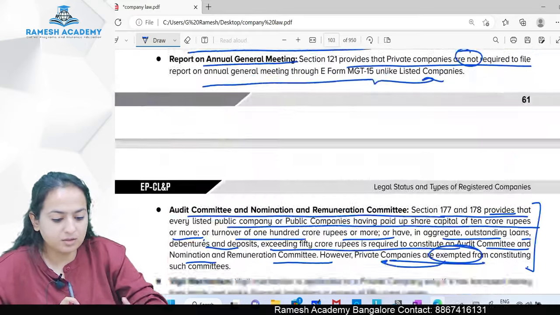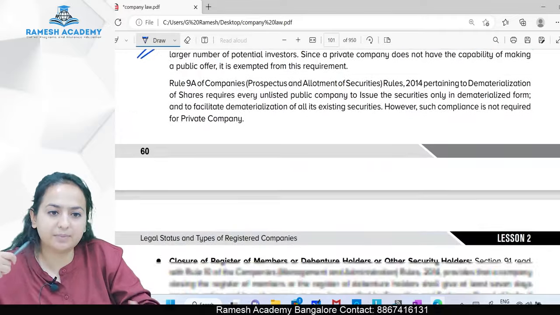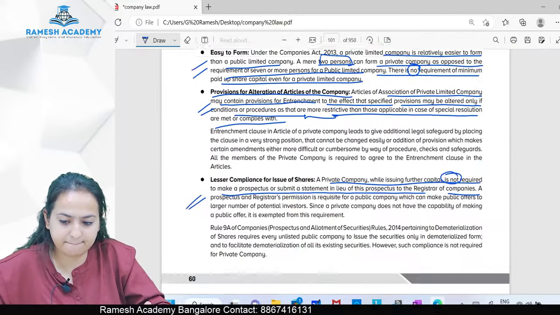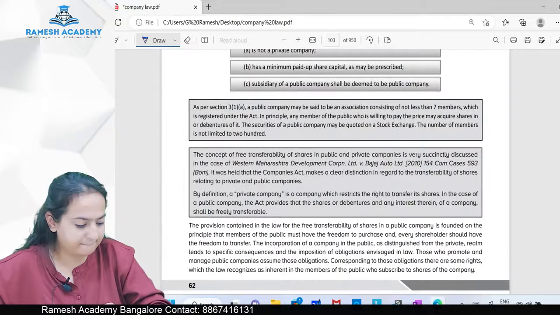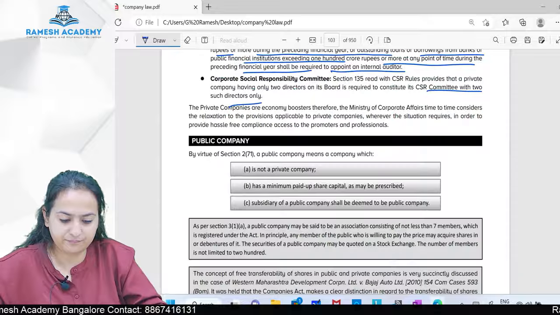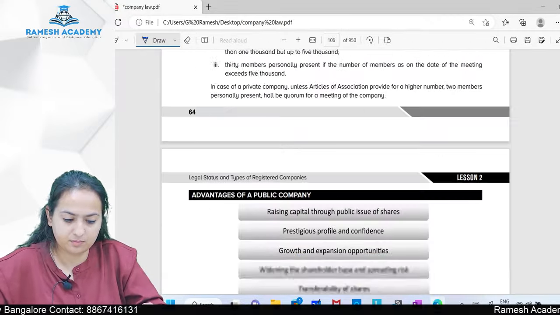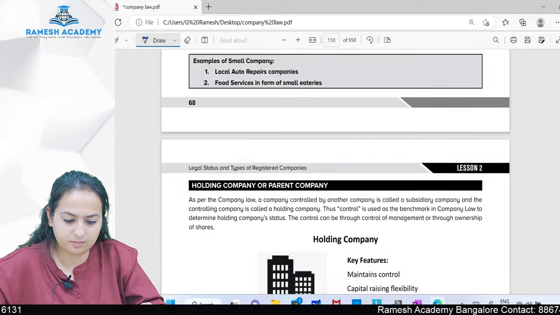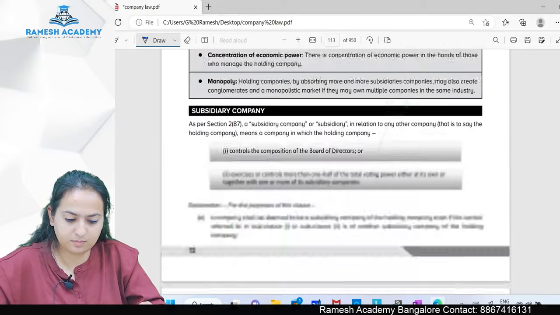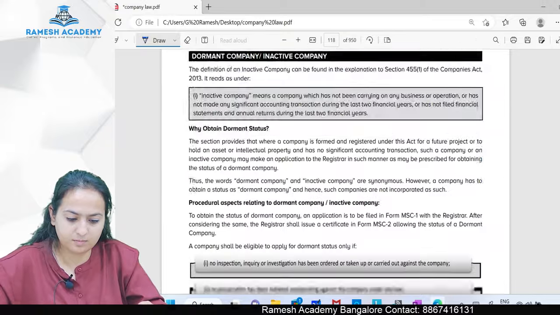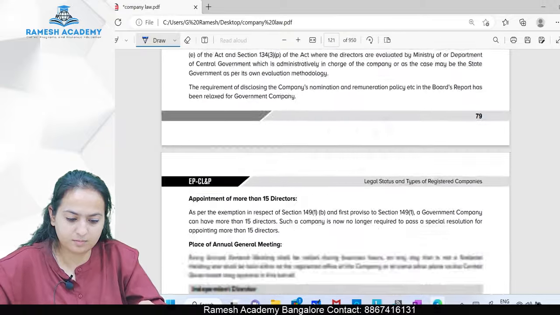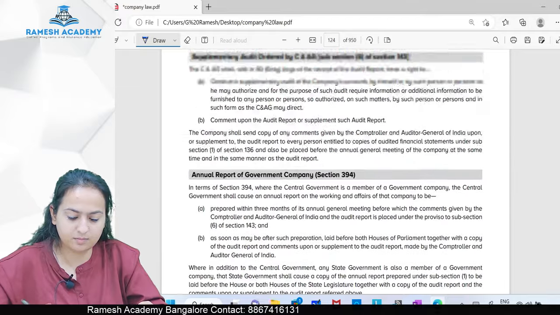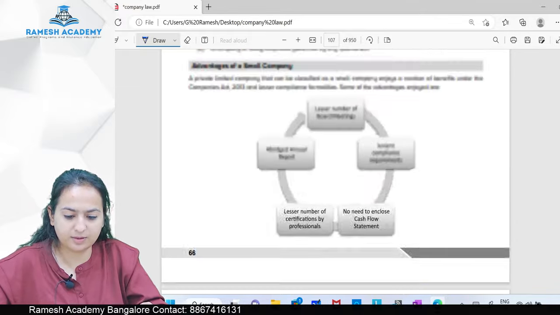Fine. So all these things you will read deeply in the upcoming chapter. Just give it a glance and just mark this. Very important. Just mark these provisions of the private company, then we can move ahead.